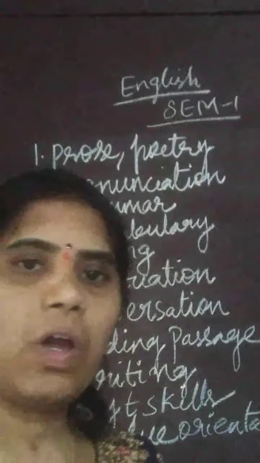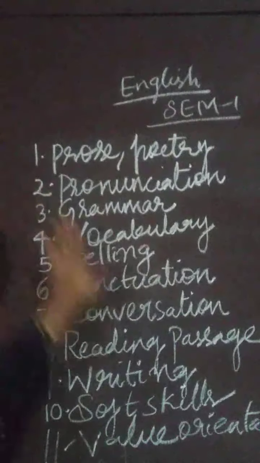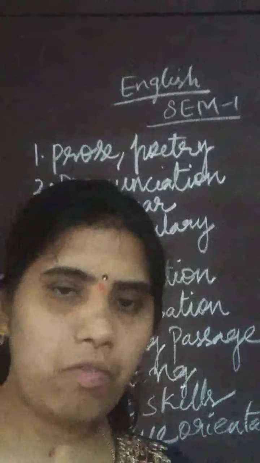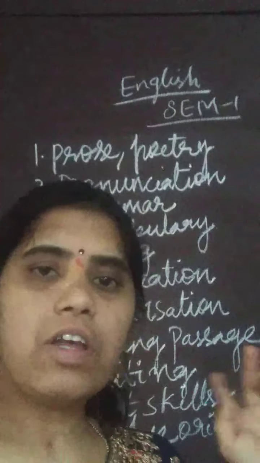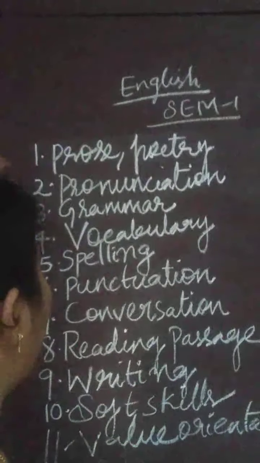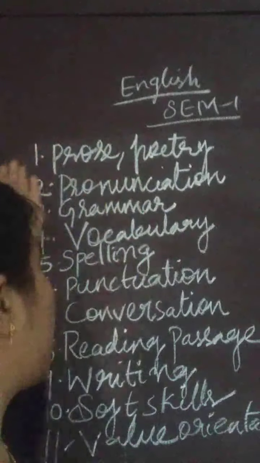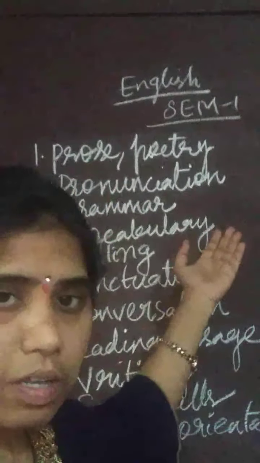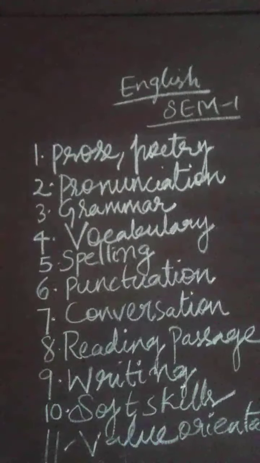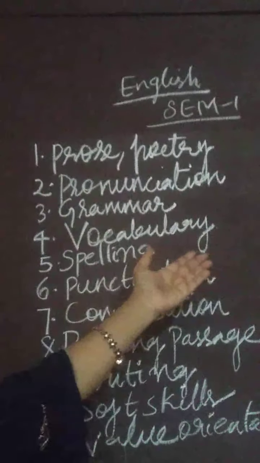Students, look at these topics. You are going to have 4 lessons in your semester 1. Lesson 1, lesson 2, lesson 3, lesson 4. So in each lesson, you are going to have these subtopics. First subtopic, it may be a prose part or a poetry. Second one, pronunciations. The pronunciations of consonant sounds or vowel sounds.